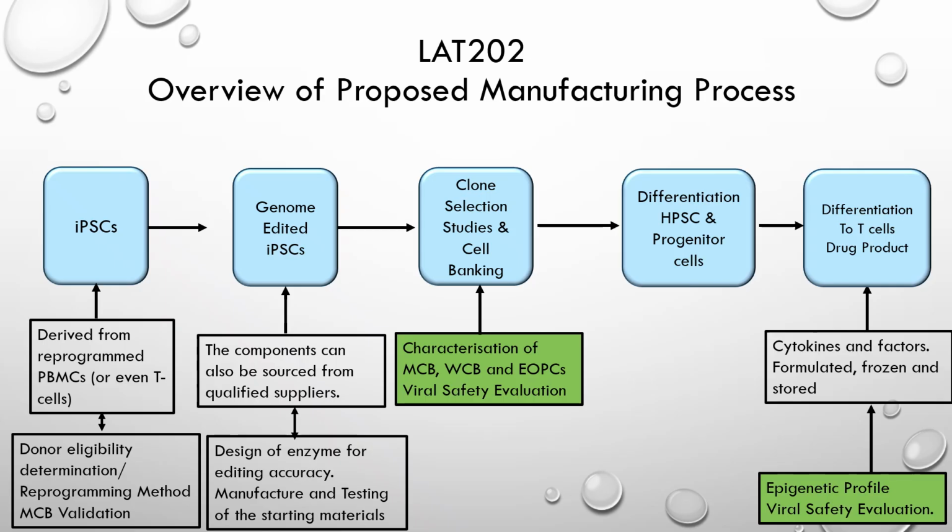Right. The reason for this slide is because I missed out something in the last presentation. I forgot. I didn't mean to leave it out, but I just forgot. And it's relating to epigenetic profile. It's really important. So the induced pluripotent stem cells, these are reprogrammed, and it could be peripheral blood mononuclear cells, or it could even be T cells. I haven't looked at T cells, but there's a possibility.